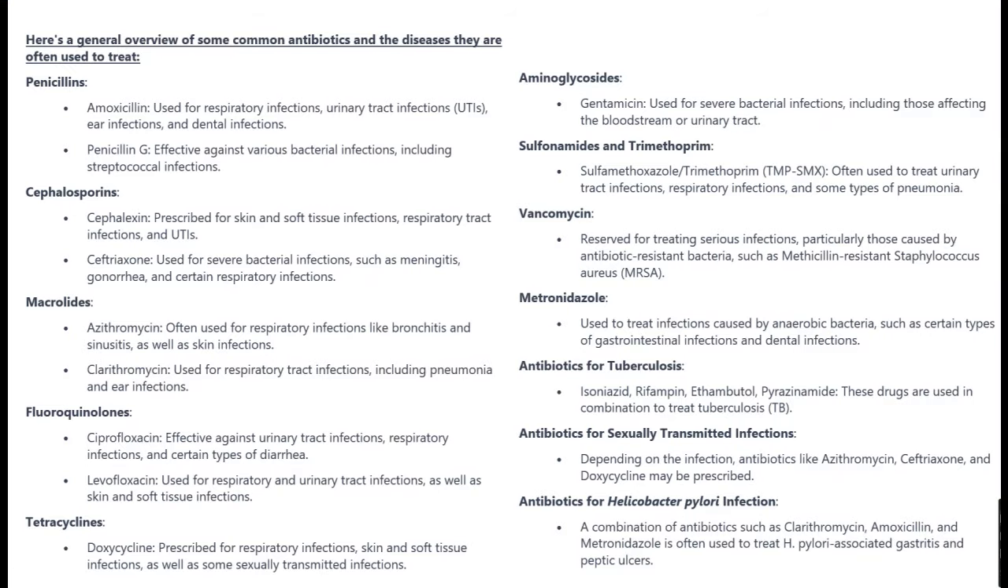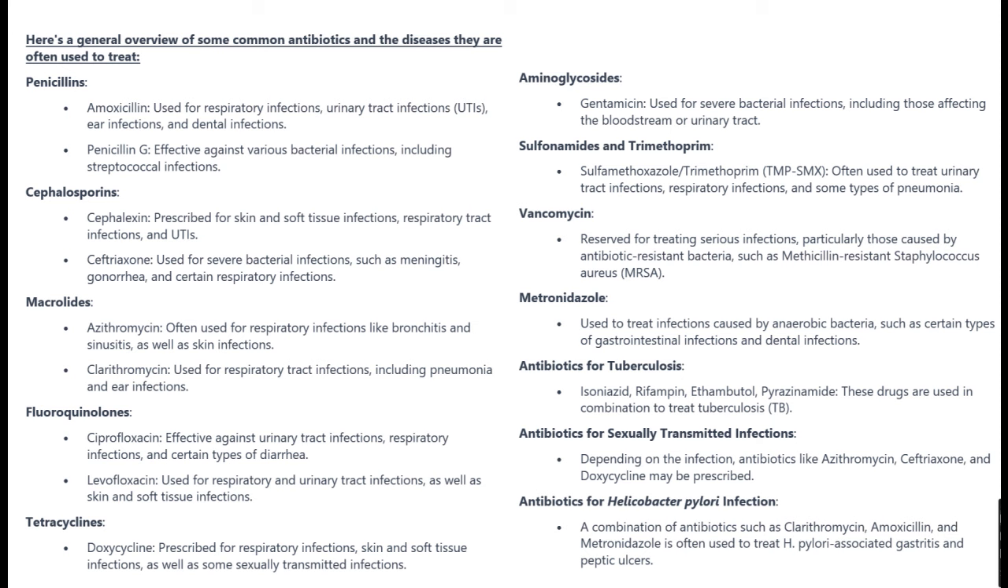Here's a general overview of some common antibiotics and the diseases they are often used to treat. 1. Penicillins. Amoxicillin, used for respiratory infections, urinary tract infections (UTIs), ear infections, and dental infections. Penicillin G, effective against various bacterial infections, including streptococcal infections.